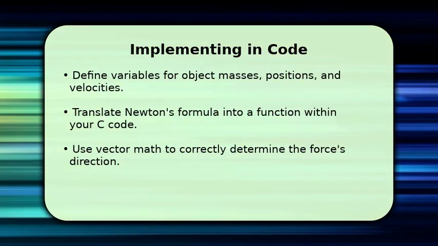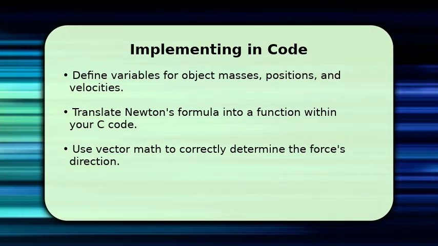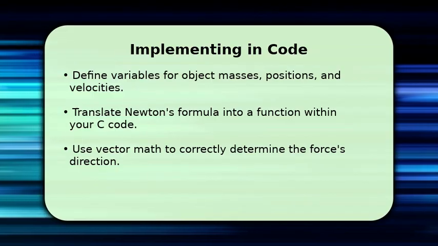Now, let's bring this into code. You'll define variables to store each object's mass, its current position, and its velocity. Then, translate Newton's gravitational formula into a reusable function in your C program.